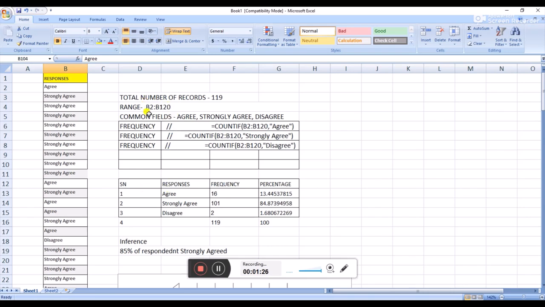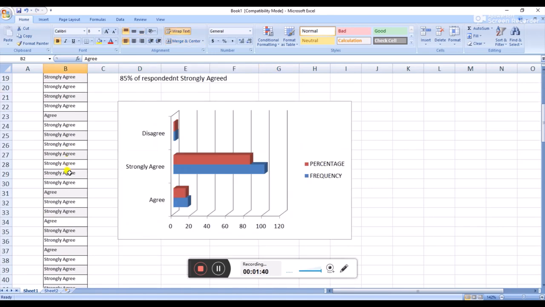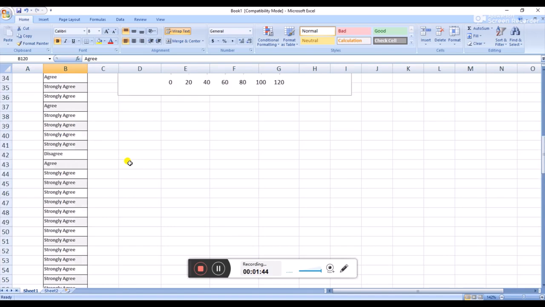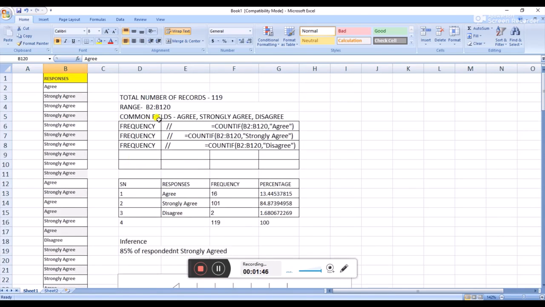Let's look at what constitutes this particular data. We have a total of 119 records, and the range is from B2 to B120. So that's the range that we're going to look at. Then the common fields are agree, strongly agree, and disagree.